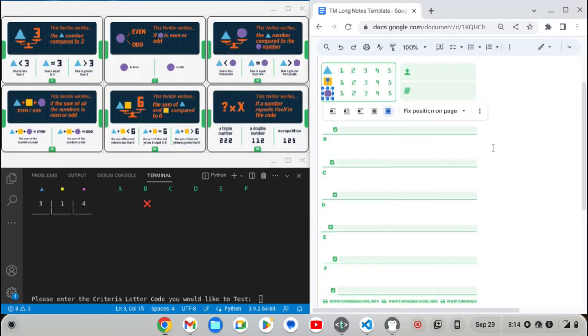So in section B, we'll say that circle is an odd digit. And since it is odd, let's go ahead and cross out the evens, 2 and 4. Next, I think I'll test criteria card D.